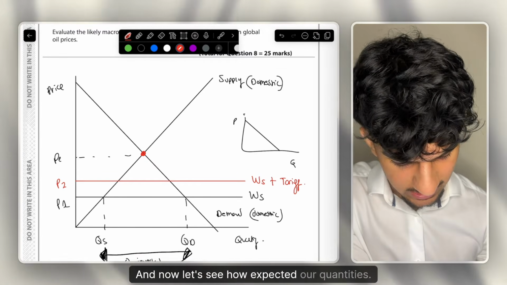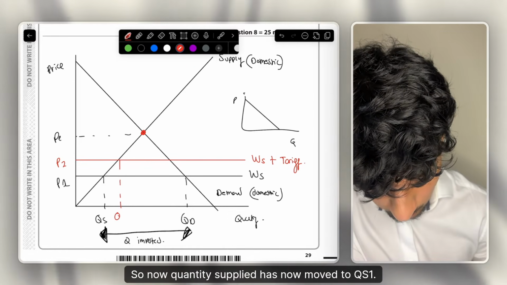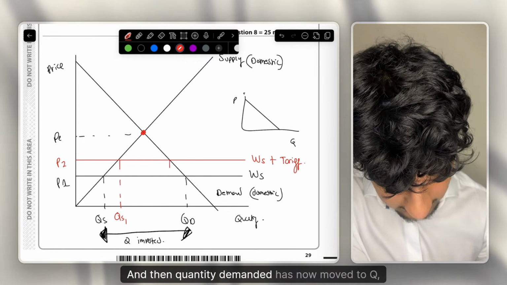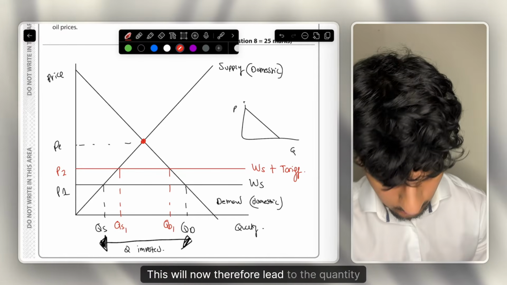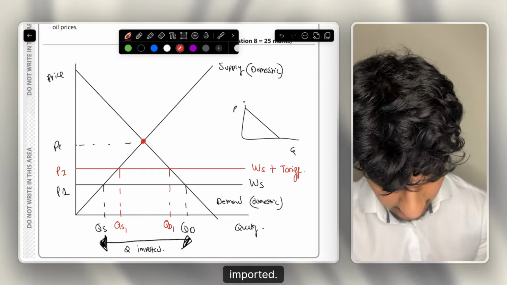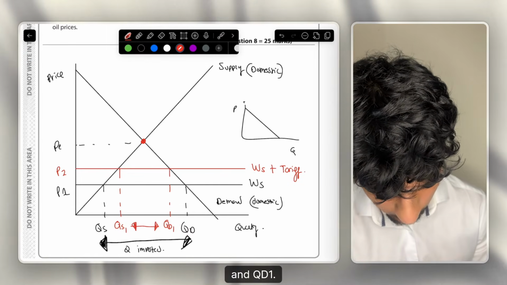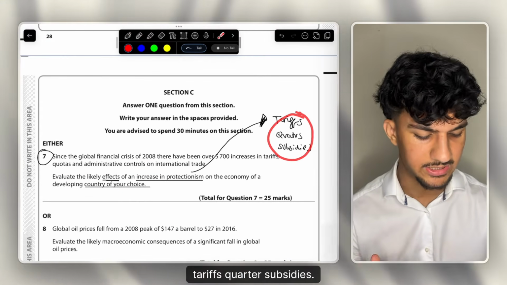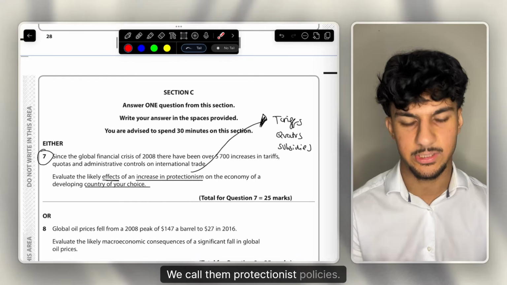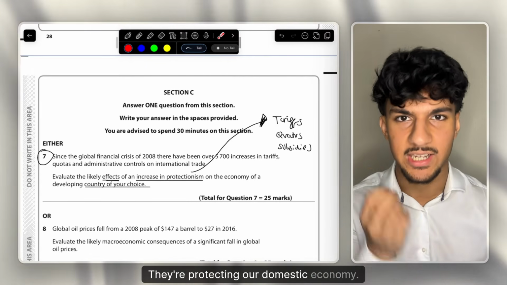And now let's see how it's affected our quantities. Quantity supplied has now moved to QS1, and quantity demanded has moved to QD1. This leads to the quantity imported now being this smaller arrow between QS1 and QD1. And this is exactly why we call tariffs, quotas and subsidies protectionist policies. Why are they called protectionist policies? They're protecting our domestic economy.